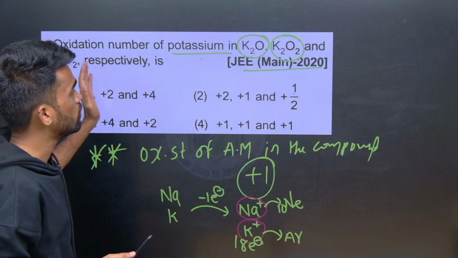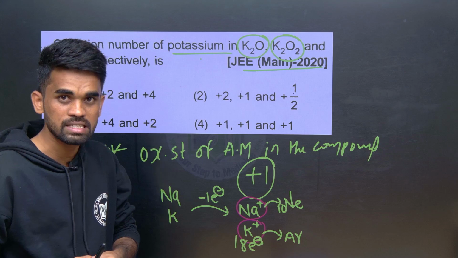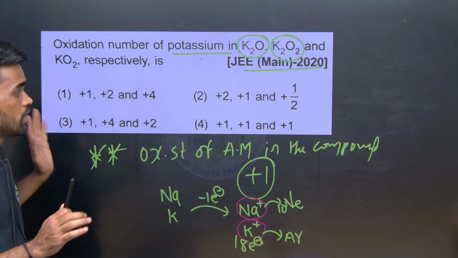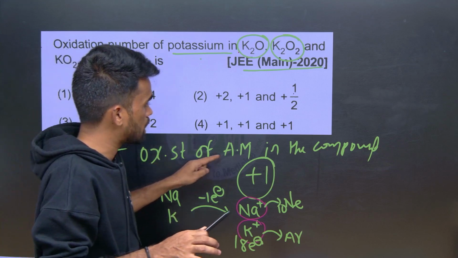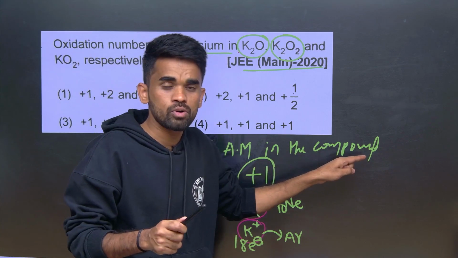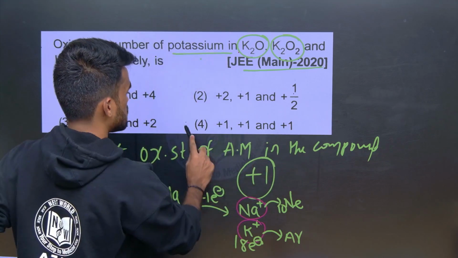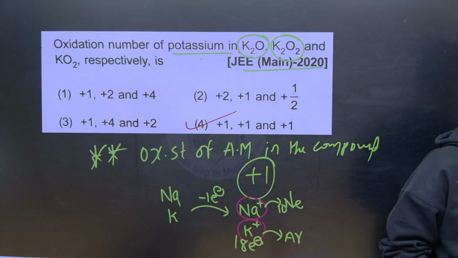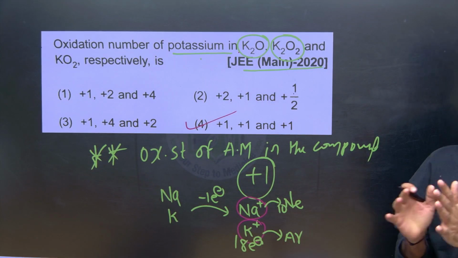So blindly we can go now. What is the answer? Directly we can say, here also plus 1, here also plus 1. In all the cases the oxidation state of alkali metals in their compounds will always be plus 1. So the fourth option is correct. Hope it is clear how easily we are going with the explanation, right?